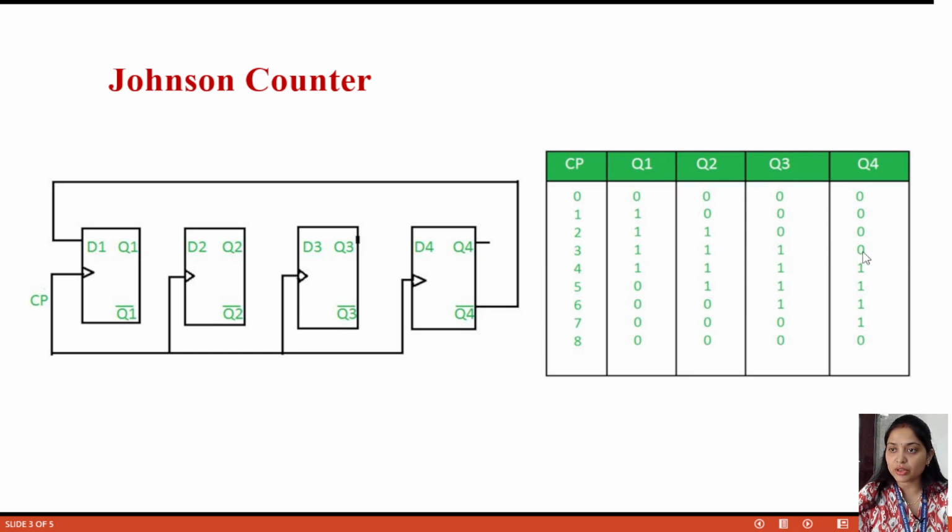This is last. Okay, then in this way this process continues until all the flip-flop outputs are 0 0 0 0. So this is the Johnson counter principle.